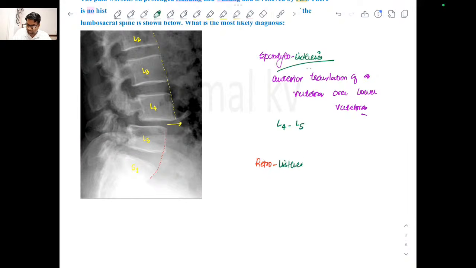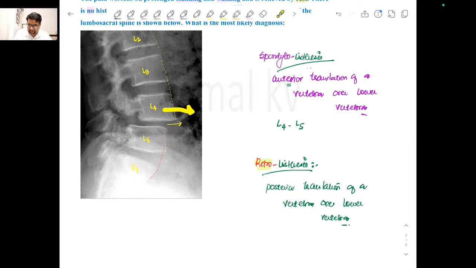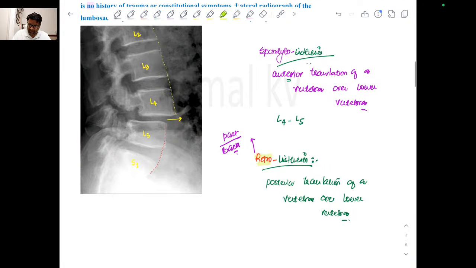Now there is one more word, retrolisthesis. Now don't mix up. Retro means past or back. So here what happens, instead of anterior there is posterior translation of a vertebra over the lower vertebra. Okay. So if the L4 is going anteriorly over L5, that is spondylolisthesis. But if the L4 is going backward or posteriorly with respect to L5, that will be known as retrolisthesis. Retro means past or back or historical, in other words. But here this is especially related to backward movement of a vertebra with respect to the lower vertebra.